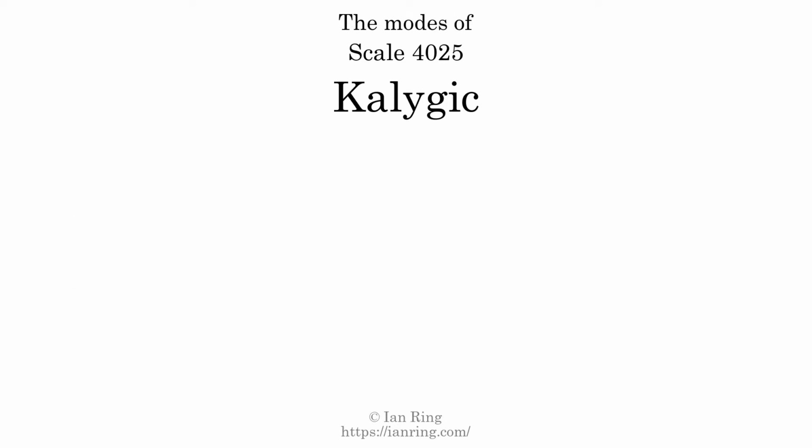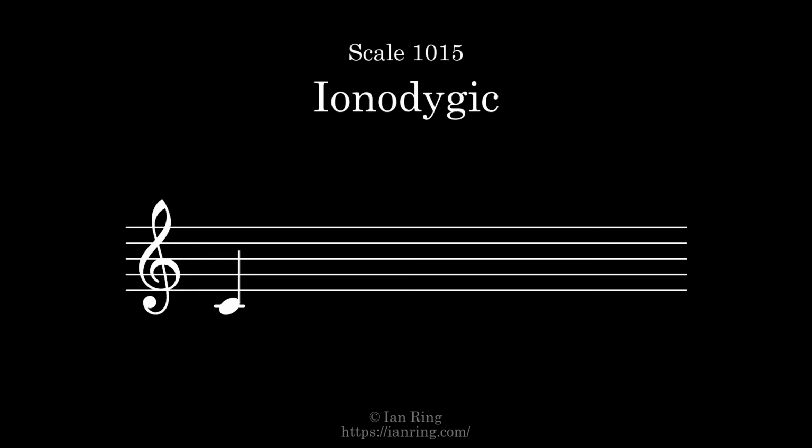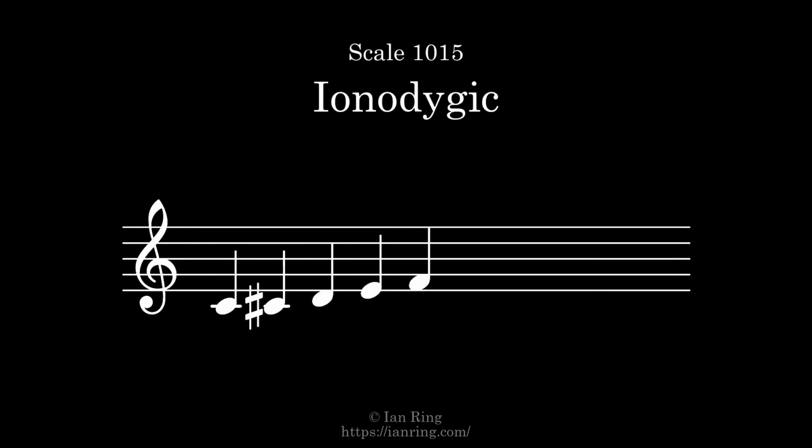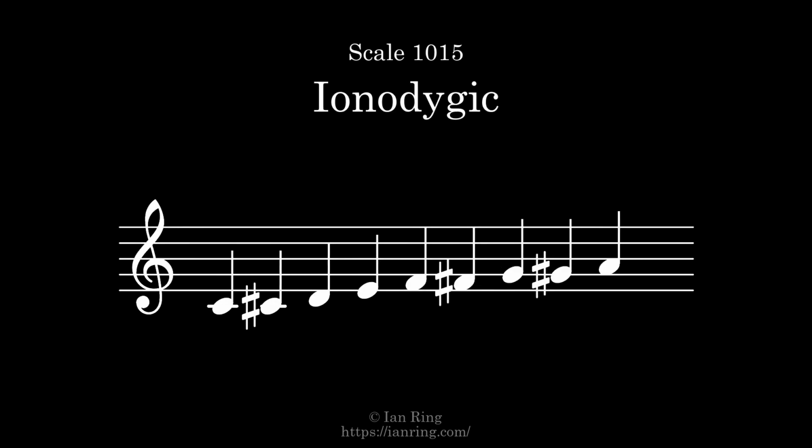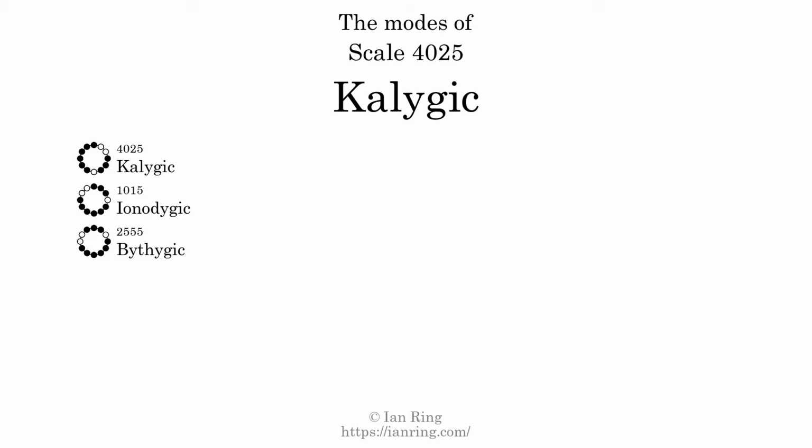This scale has 9 modes. The first mode is itself. The second mode is scale 1015. Also known as Kalygic. It sounds like this. The third mode is scale 2555, also known as Kalygic. It sounds like this.